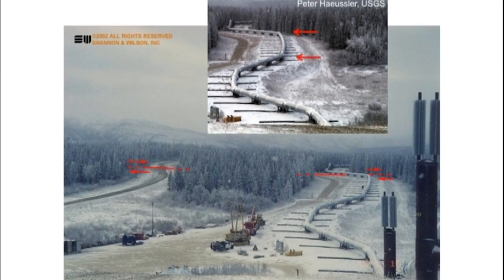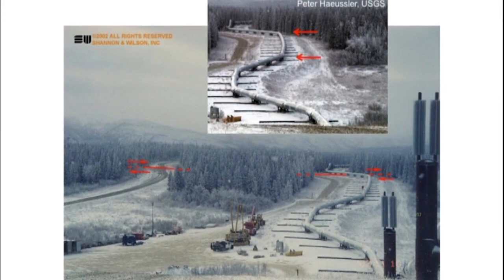And here, the bend is not caused by the fault. They actually built it this way on these rafters, which allowed the pipe to slide back and forth when the shaking happened. And now the actual small kink that happened, and they did shut down the pipeline, is up in here, and you can also see in the top photo this kind of buckling of the pipe.